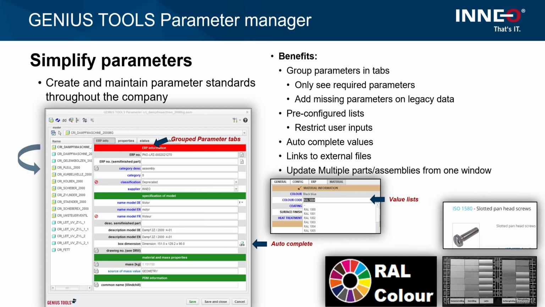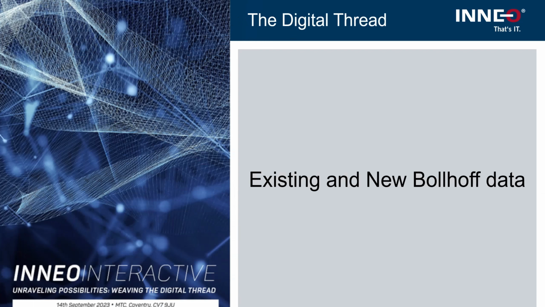And you can also update multiple parts in the assembly in one window. Normally you would have to open each part and change the parameters. With this interface, in the same window, it will show me the bill of material, all the components on the left hand side, and I can simply click on the next item, and then it will show all the parameters for that part. I can change them, click on save, click on the next part, change the values, click on save, and that way I can do all the components without having to open each one in a separate window.